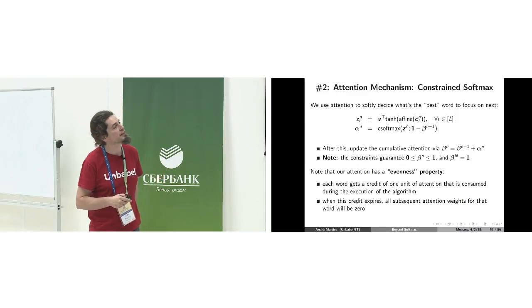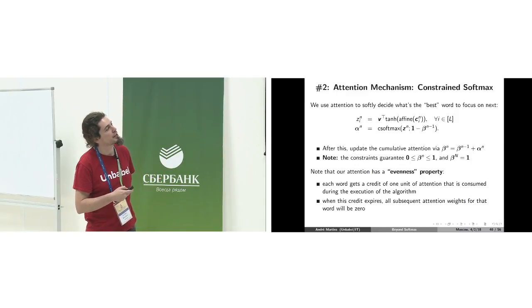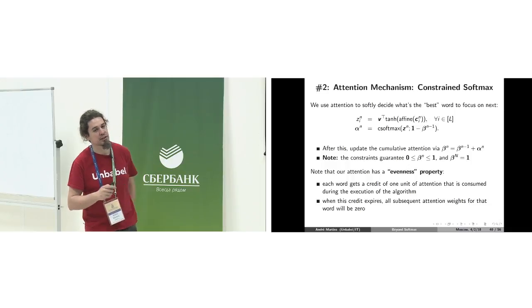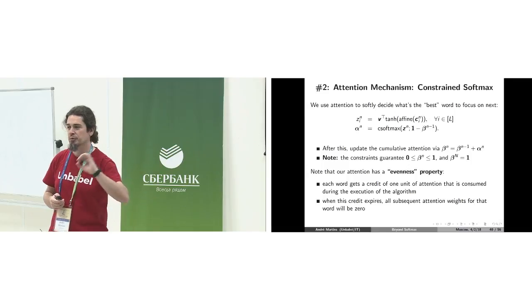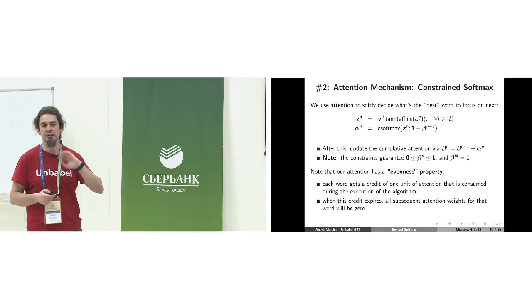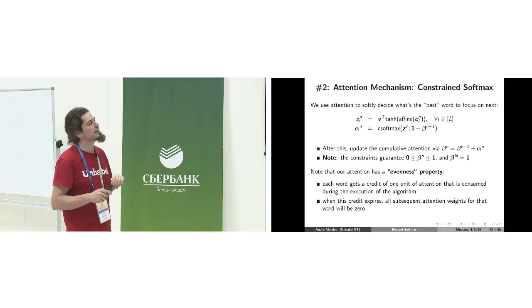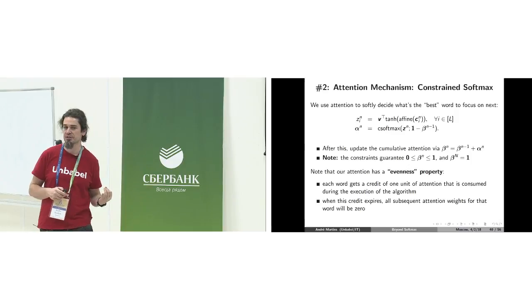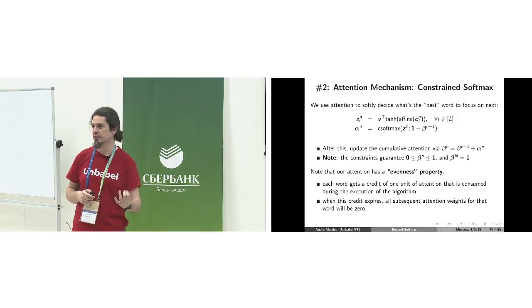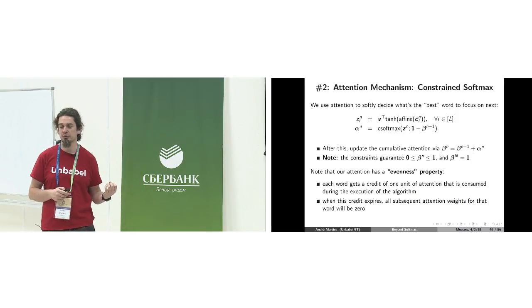This is the beta vector. At this time, beta is storing how much attention each word has already received: this word already received 0.8 attention, this word already received 0.2, this one only received 0.1. And what we are going to do is set as upper bound 1 minus that number. So if a word has already received 0.8 attention, then it only has 0.2 remaining.